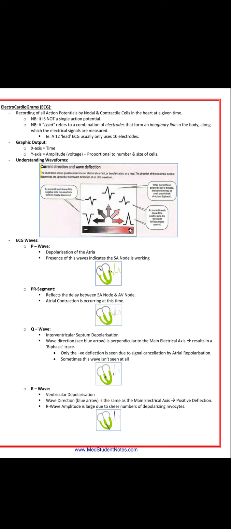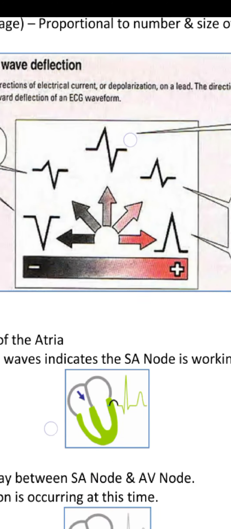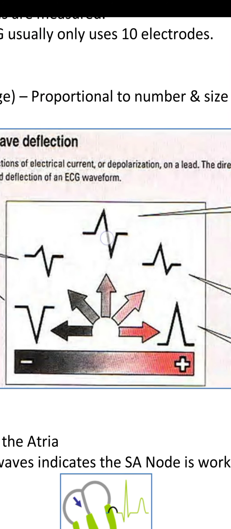In the Q wave, what happens? It is in the interventricular septum. There is depolarization in the interventricular septum, and this causes the Q wave, and it is perpendicular. And when it is perpendicular, what happens? There is a biphasic deflection. That is very important. If it is perpendicular, the source is biphasic, and we can observe that from it.